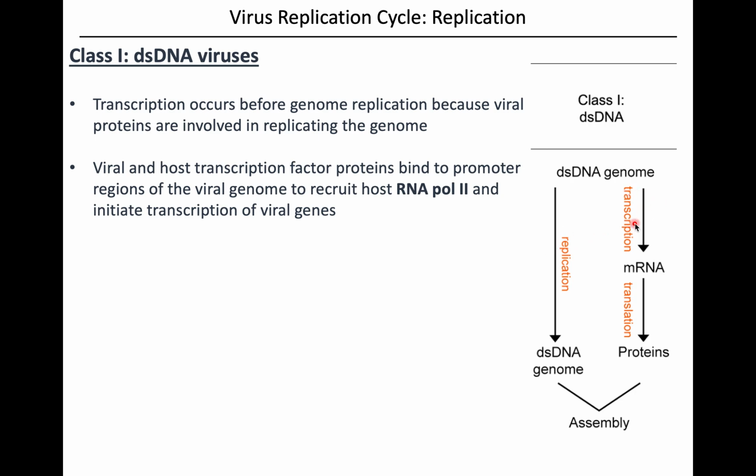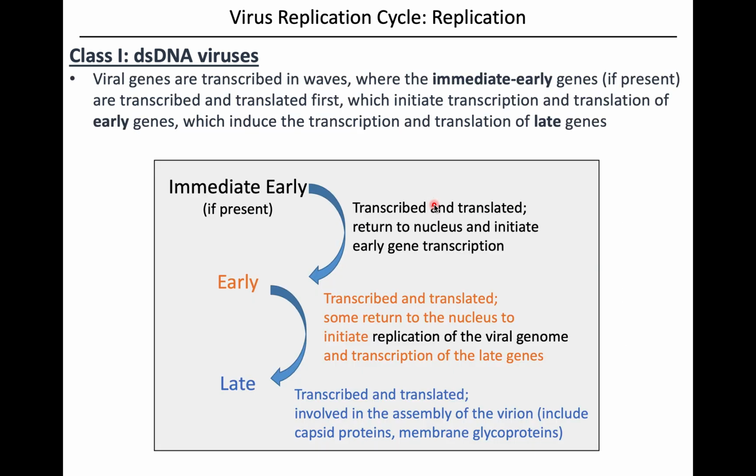So if we're going to start with transcription, we're going to need transcription factors that are going to bind to promoters of genes in the viral DNA genome, recruit RNA polymerase, and initiate that transcription process. And very commonly, you will actually see these waves of transcription of viral genes. So you'll have what are called the immediate early genes that get transcribed first, then followed by transcription and translation of the early genes, followed by transcription and translation of the late genes.